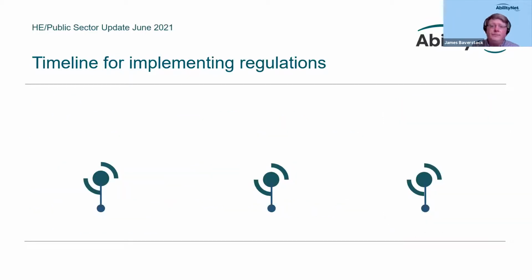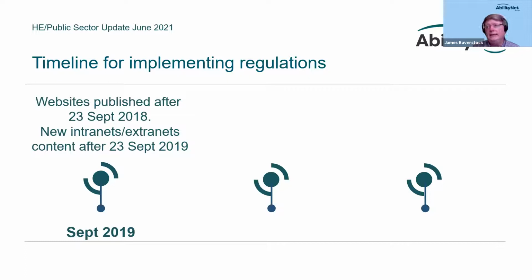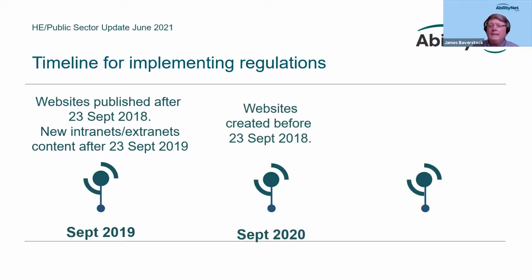So the timeline for implementing regulations. The first deadline was September 2019. At that point, websites published after the 23rd of September 2018 came into scope, and new intranet and extranet content published after that point. Older intranet content remains out of scope until you do a major revision of it, and then it comes into scope. Then in September 2020, websites created before 23rd September 2018 came into scope. So from this point last year, all websites have basically been in scope.